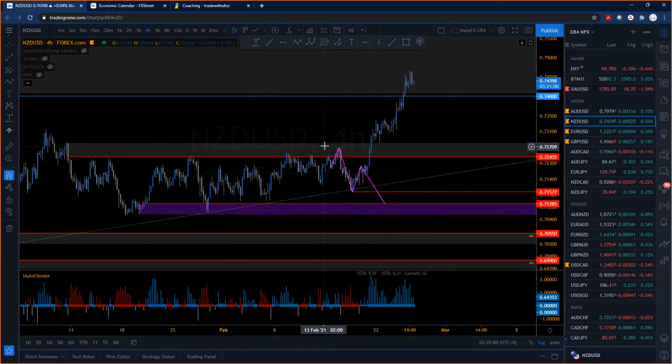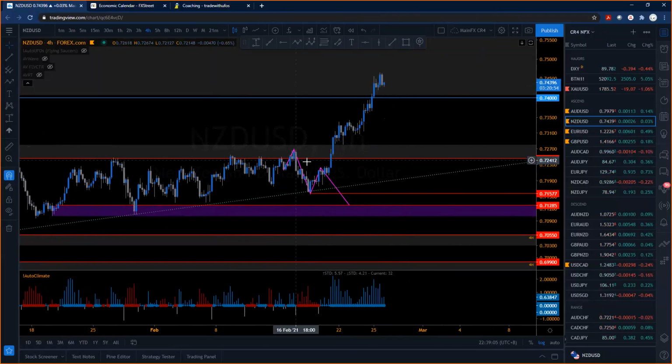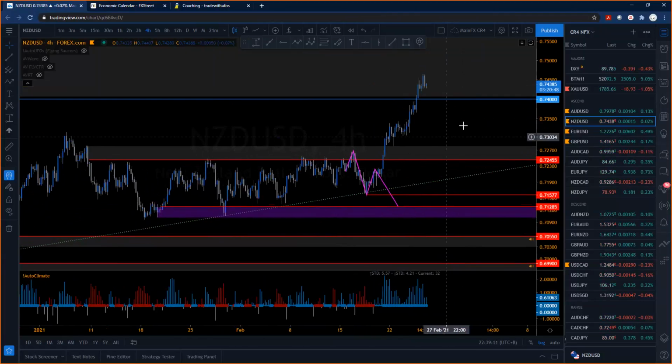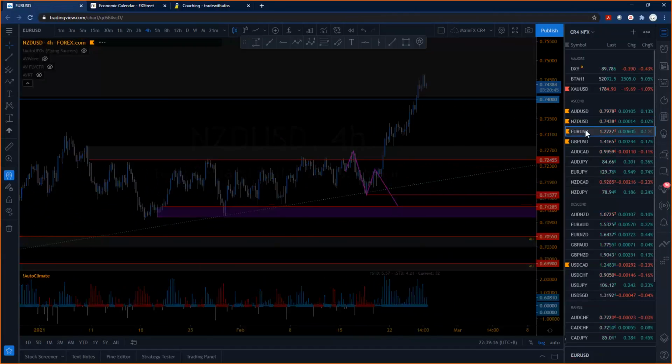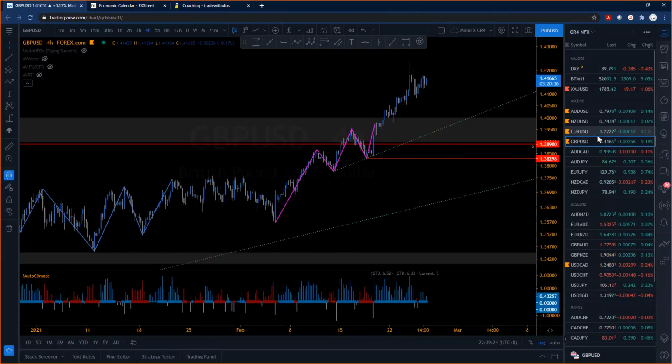And so in this case, if you had done a breakout trade to the upside, then you would have been all good in the continuation of this uptrend, right? And so that's what happened to the New Zealand dollar. Euro we talked about before. There's kind of the two scenarios now. And here we have the pound.